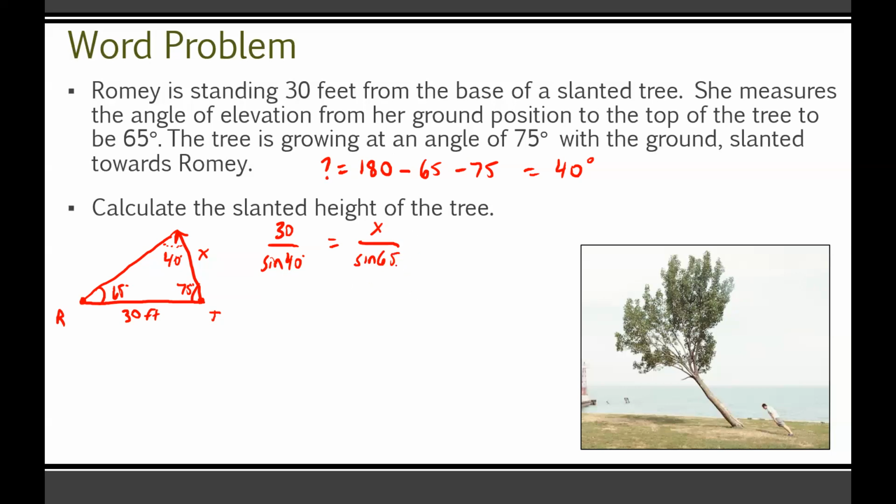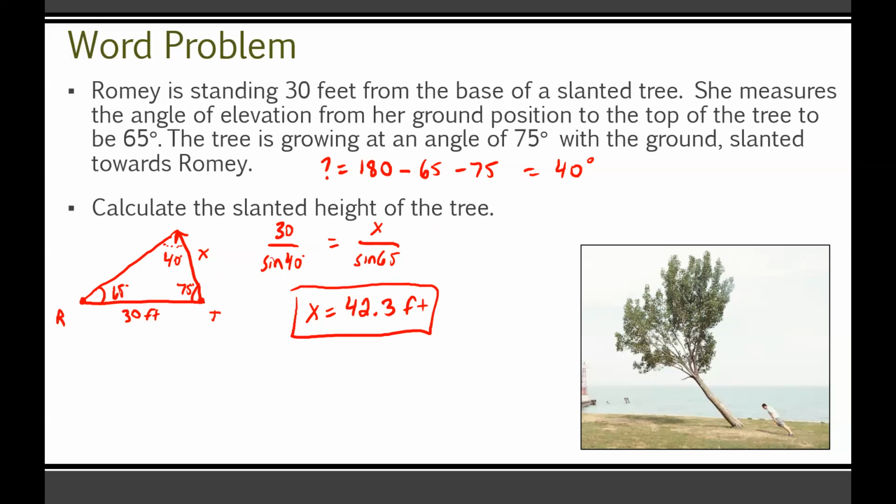We want to solve for x, so let's times by sine 65 on both sides. I won't write it out, but I'll just go sine 65 in my calculator, multiply that by 30, and then divide that answer by sine 40. And we get, to the nearest tenth, x equals 42.3 feet, just to put our units in there.